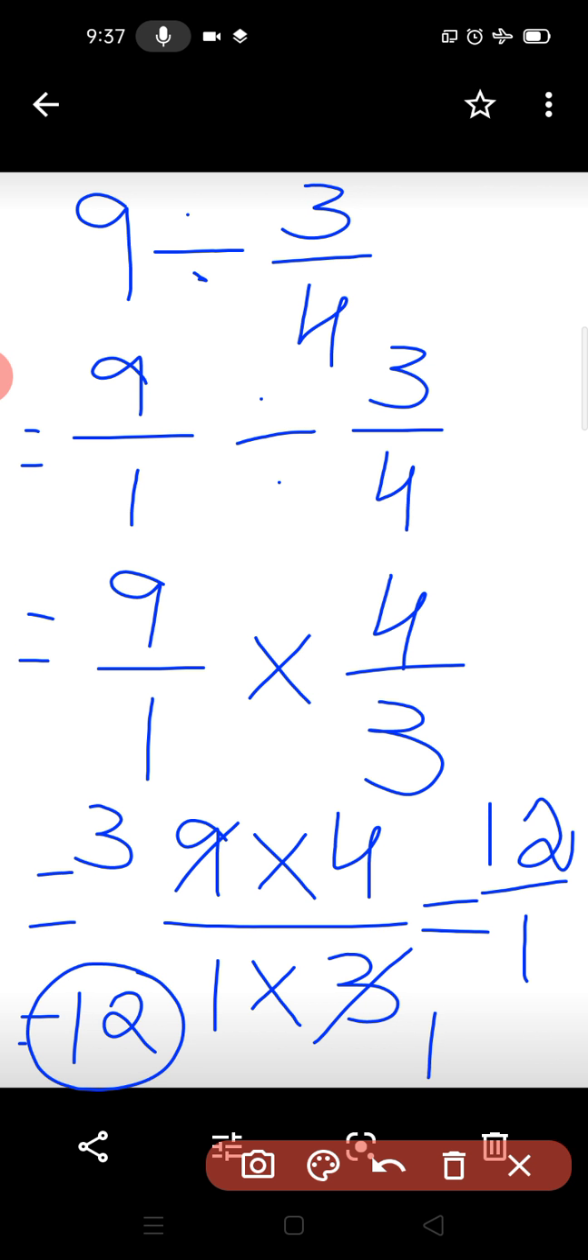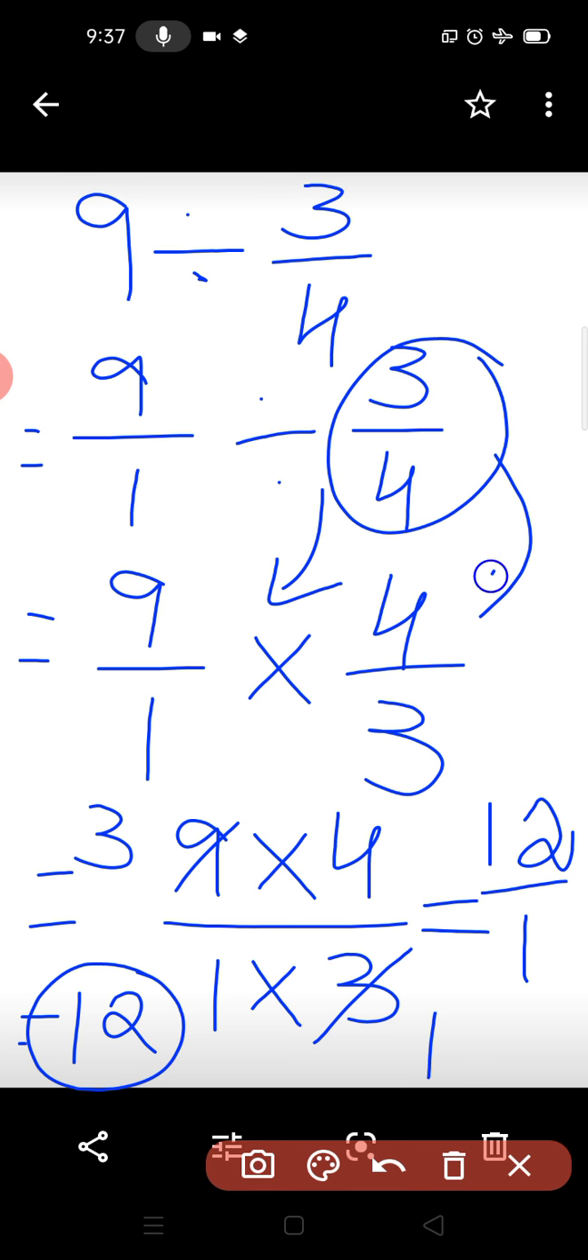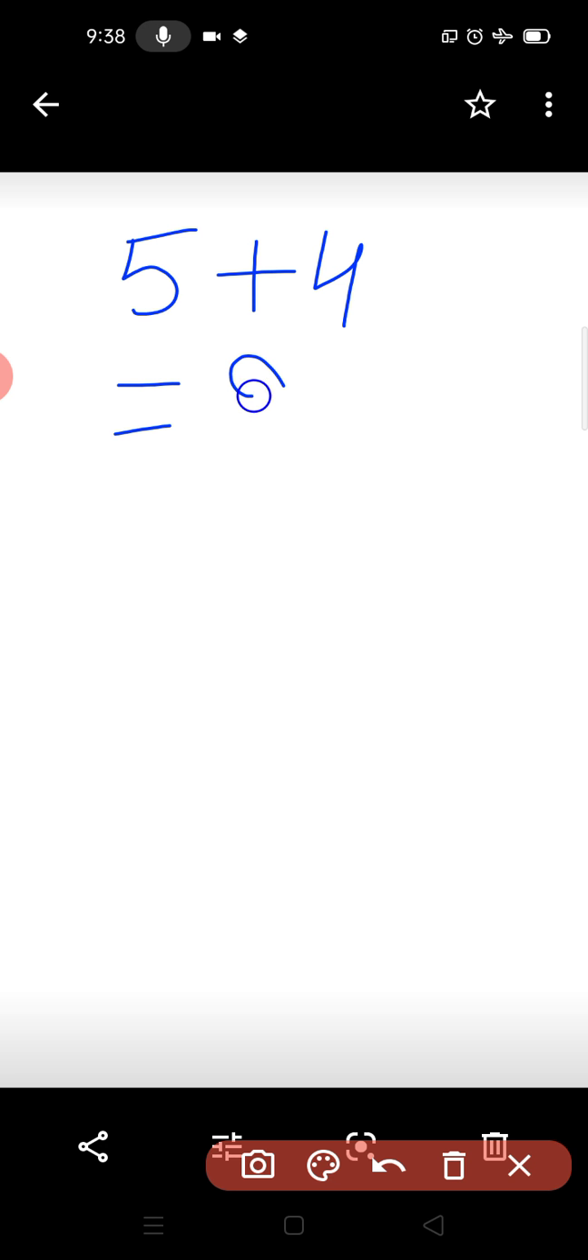You may have one doubt here: why does this division become a multiplication and why are we taking 3 by 4 as its reciprocal? Isn't it? So let me clarify your doubt now. For example, I am going to take the addition of two numbers, 5 plus 4. How much is it? 5 plus 4 is 9.